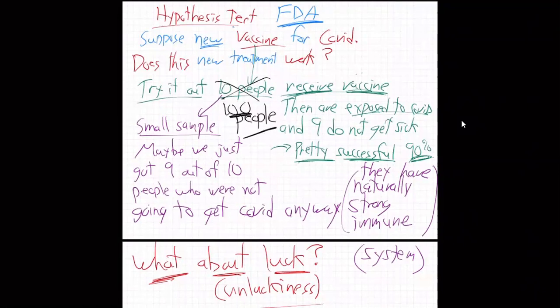So yeah, we don't want to give it to only 10. You could just get a lucky 10. Let's give it to 100 people. Suppose they give it to 100 people, and let's say 95 out of 100. So that'd be what, 95% success? 95 out of 100 do not get sick. Would you believe the vaccine is working then?